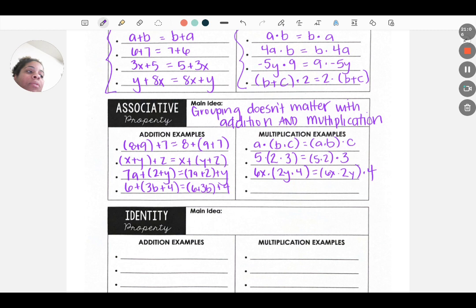All right, let's do an even more complicated one. Let's say we have 4a times, I don't know, 3b times 5c, is the same as grouping 4a times 3b together, then multiplying that by 5c. There we go.